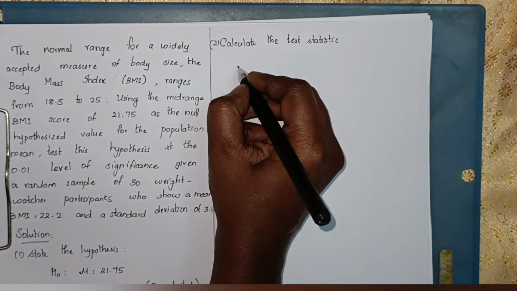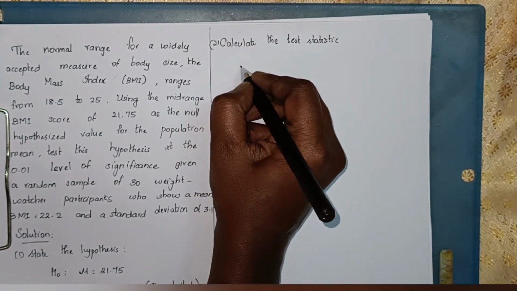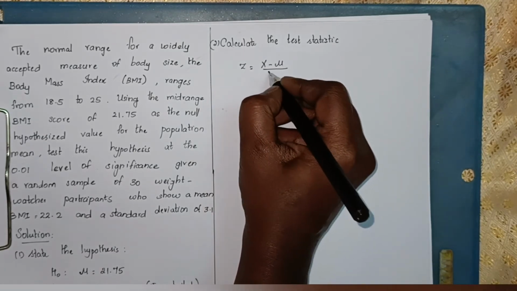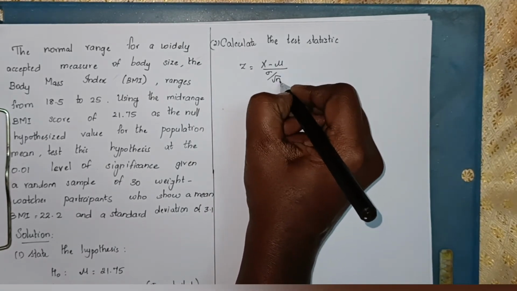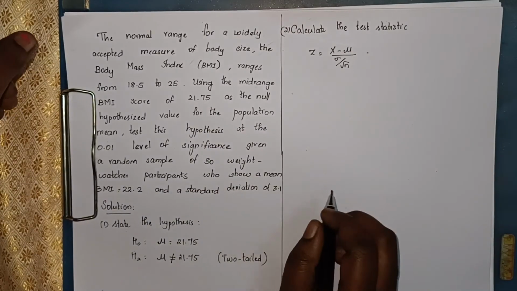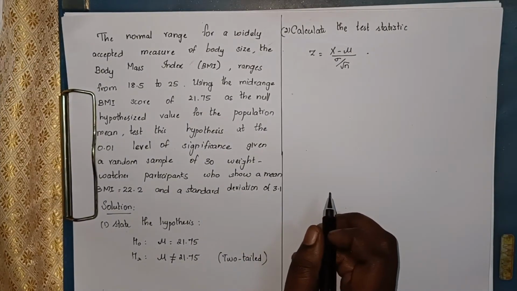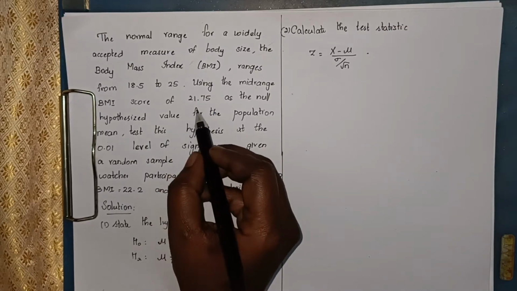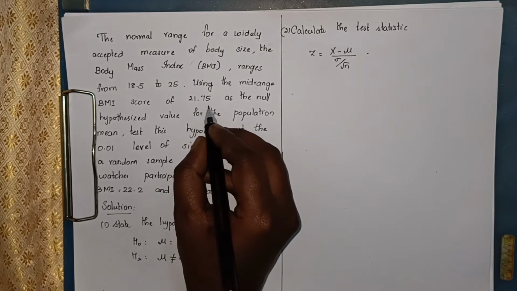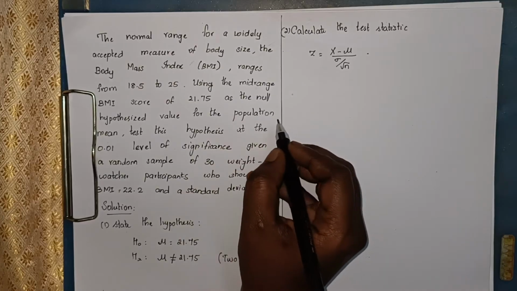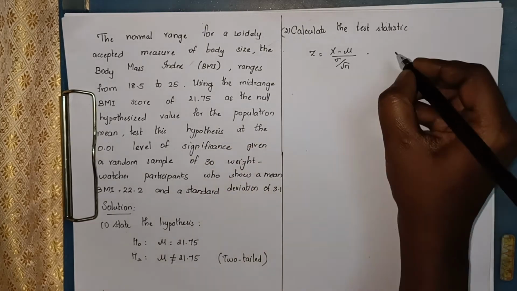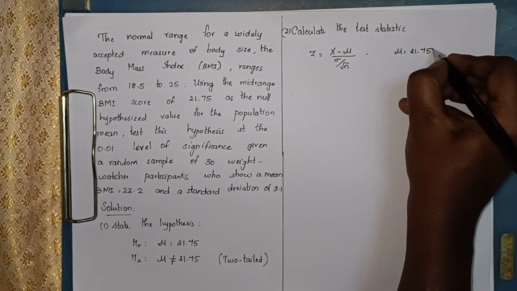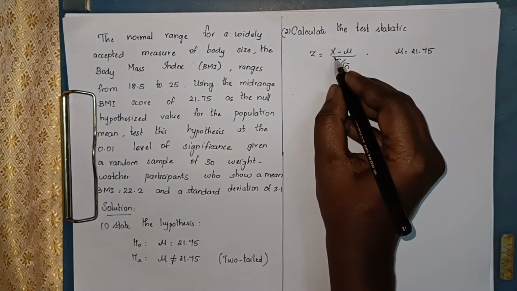For this we are going to use the formula z equal to x minus mu by sigma by root n. First we will determine the values. From the question we can take the values. The mu value is 21.75. That is the population mean. So mu is equal to 21.75. And then the x value.